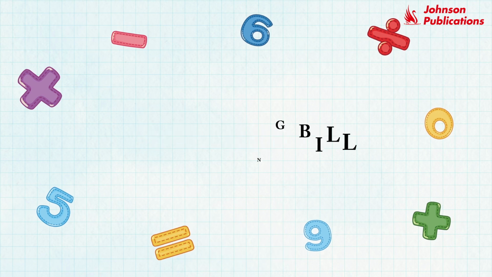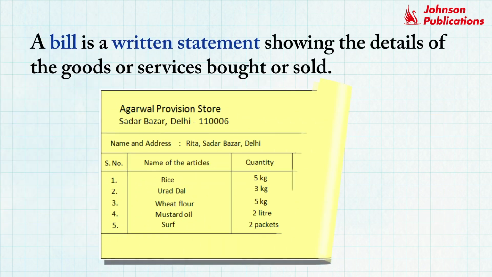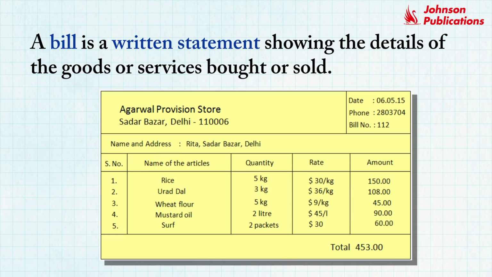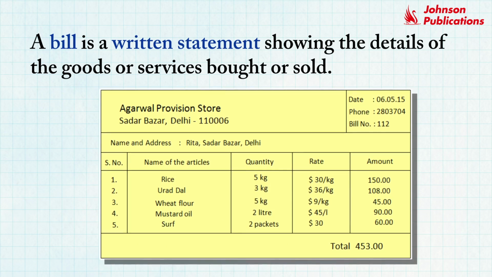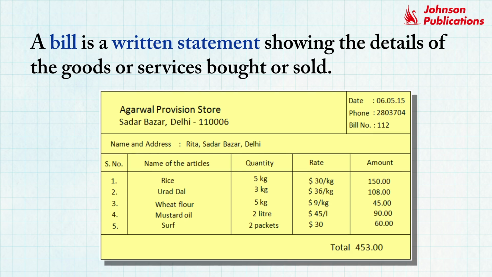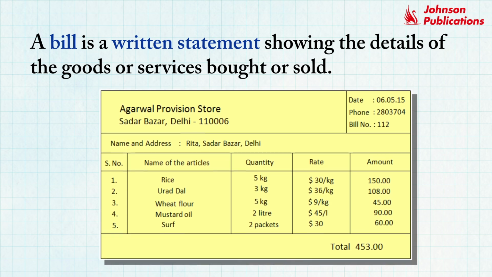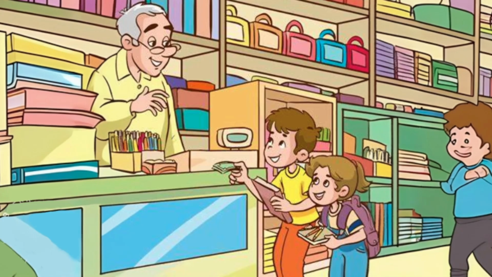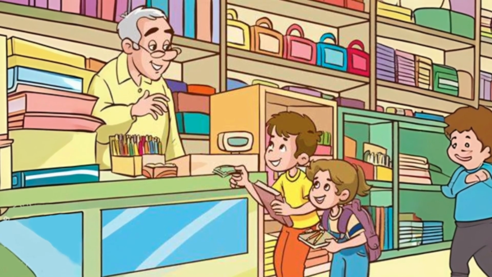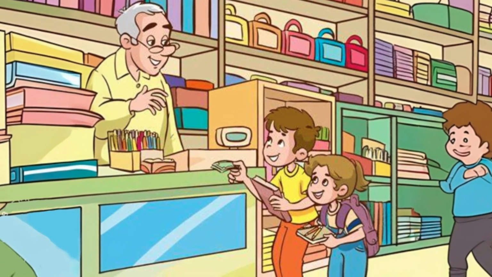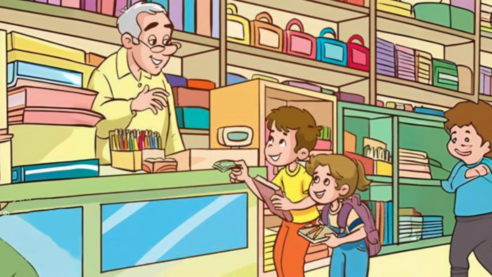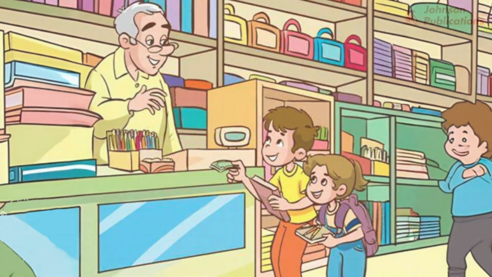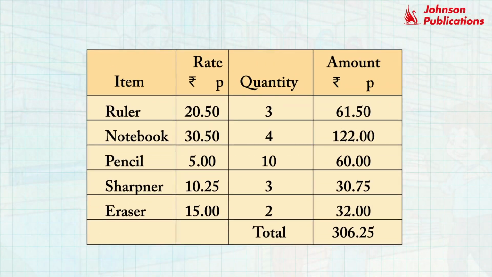Preparing bill. A bill is a written statement showing the details of the goods or services bought or sold. We receive the bill from the shopkeeper with all the information, such as the items purchased, their prices, and the total amount to be paid. Example: Seema went to the stationery shop and bought some items. The shopkeeper gave her a bill for the items she had purchased. Find the errors in the bill and estimate the correct amount.